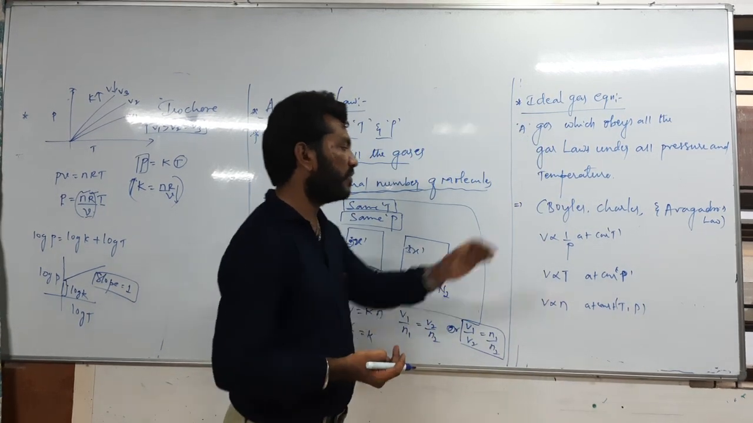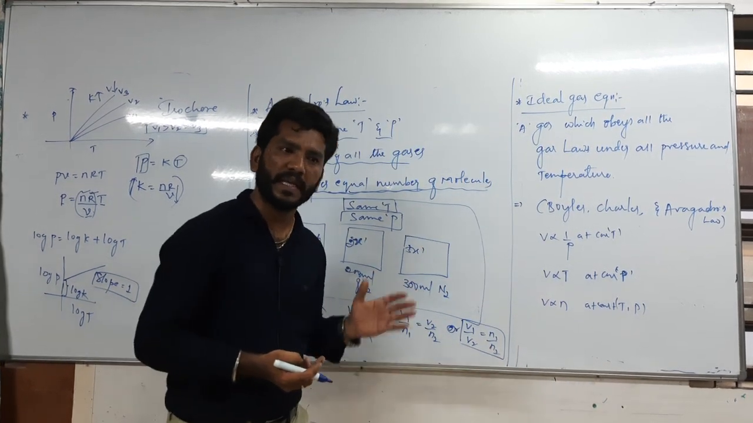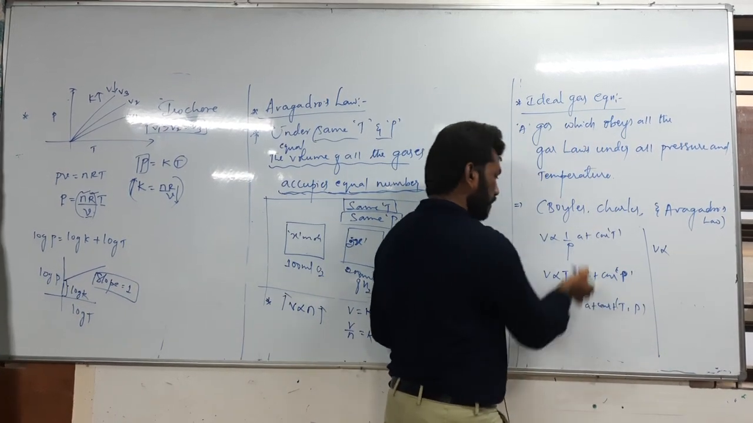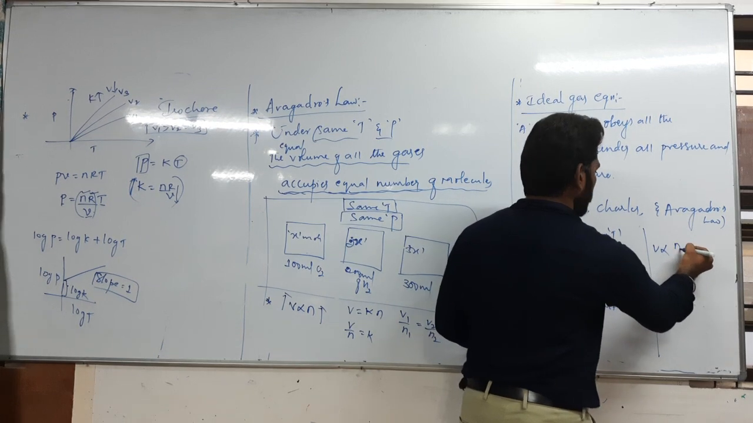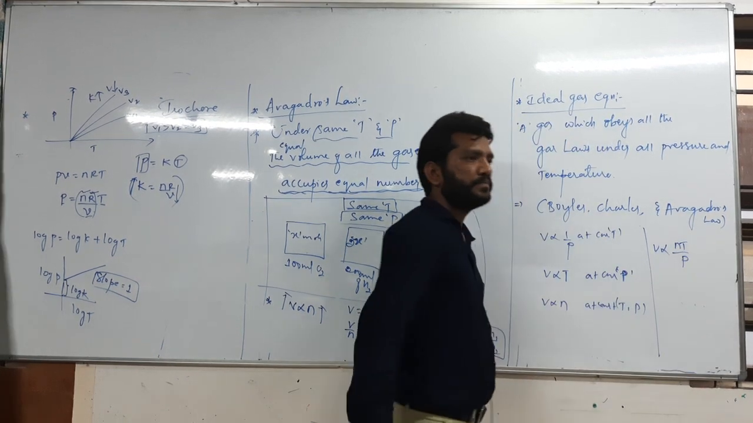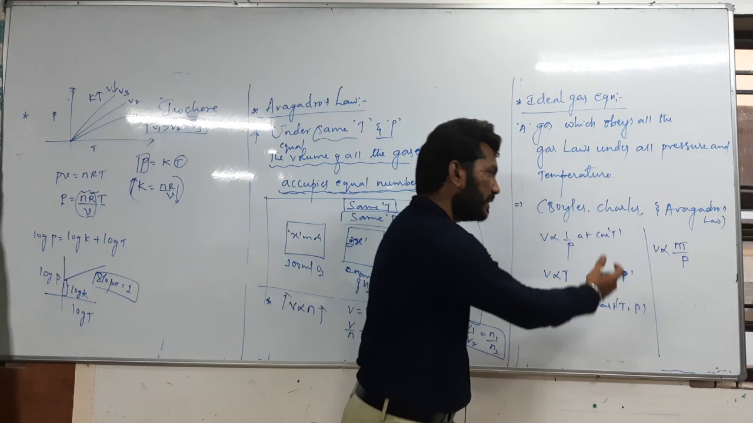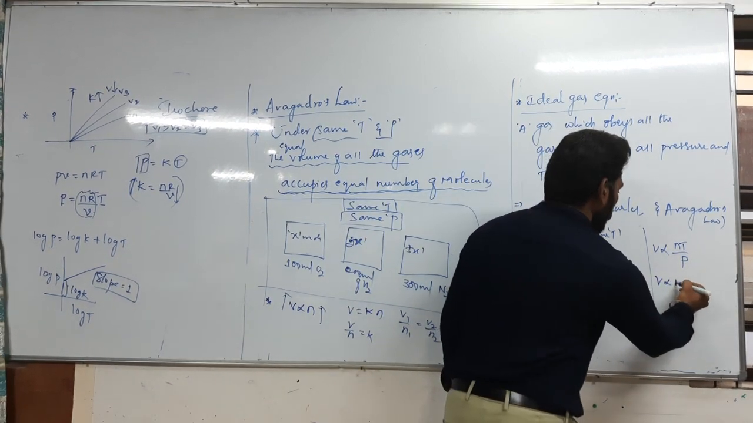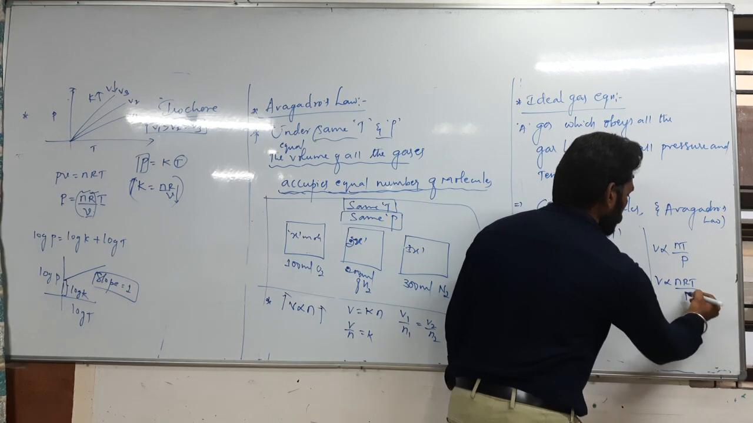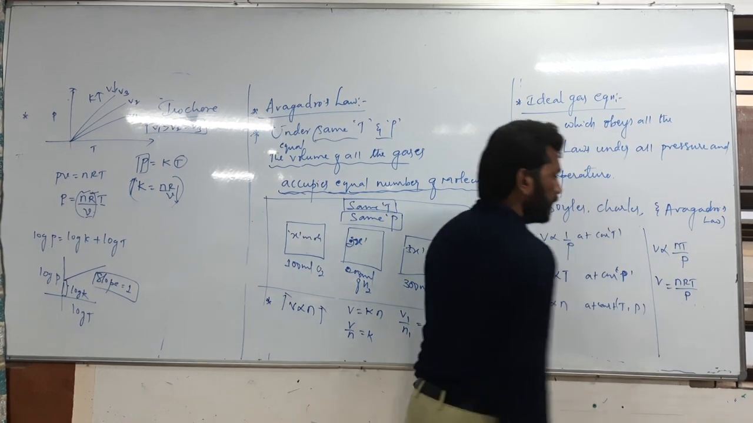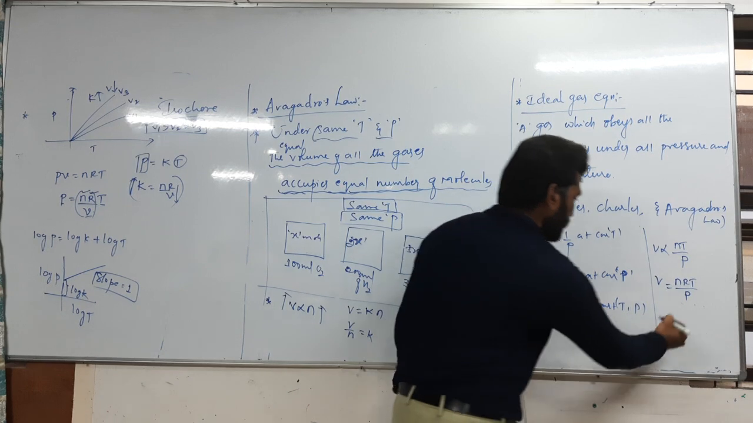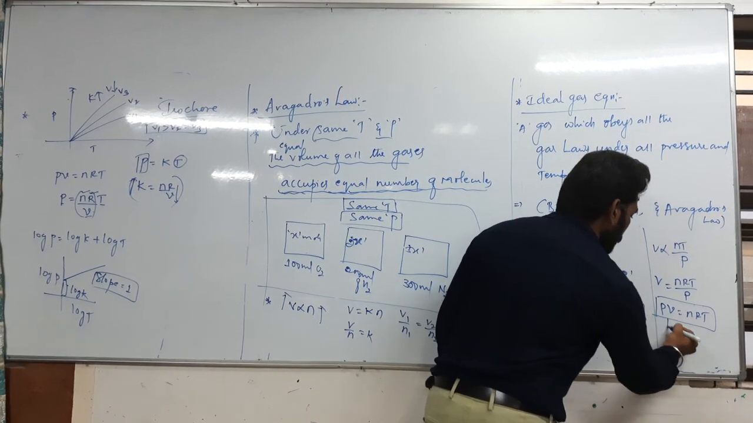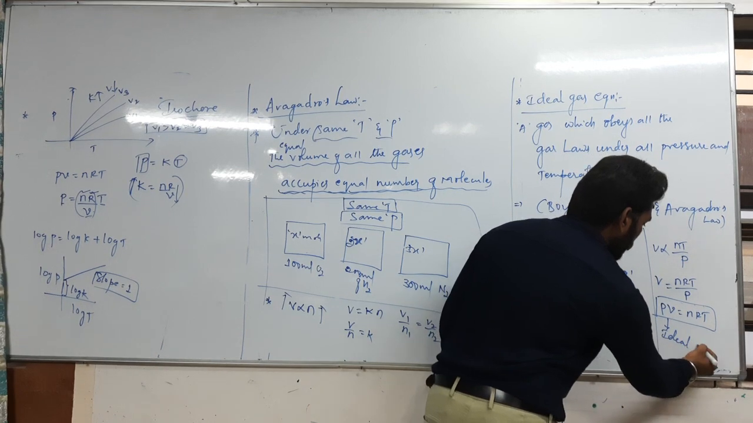So since the volume is the same in each, we can write one form. Combining them, V is directly proportional to nT by P. The proportionality symbol is replaced by one constant term, R. So V equals nRT by P, whereas P V equals nRT.